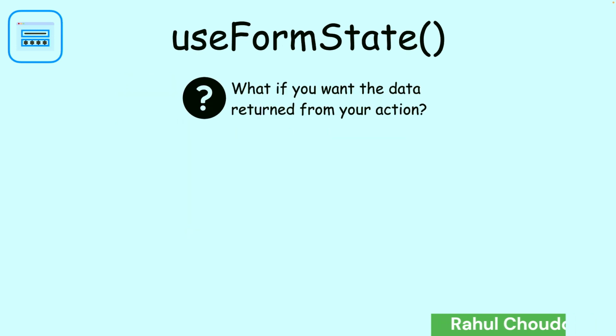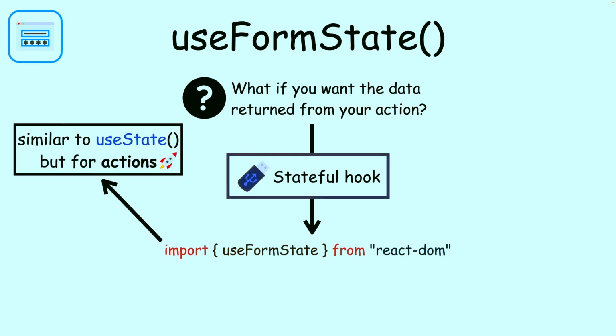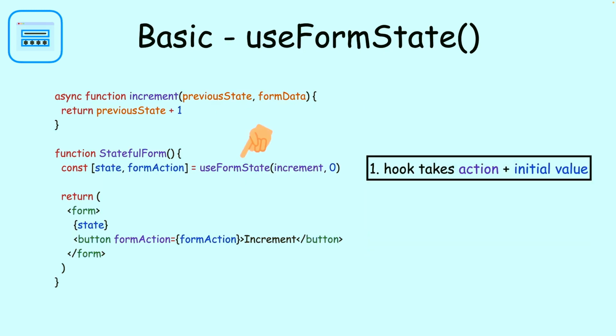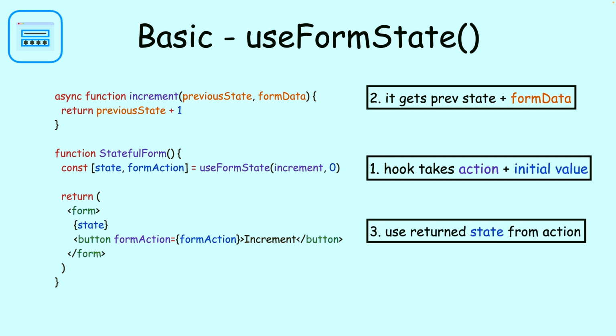But what if you want the data returned from an action function? For that, you can use a new stateful action hook called useFormState. It's pretty similar to the useState hook, except it uses an action function to set the new state. To make a simple counter using a form, you first give useFormState an action function to call and an initial state value. When the action is called, you can access both the previous state value and the form data that was submitted. Finally, to set state, you return the new state from the action and use it in your component.